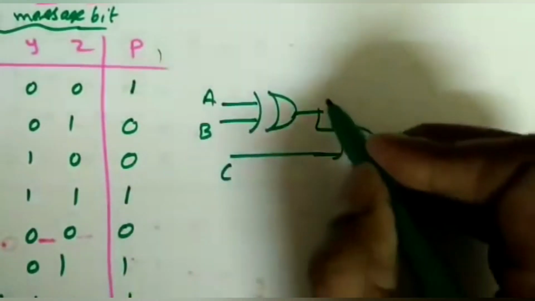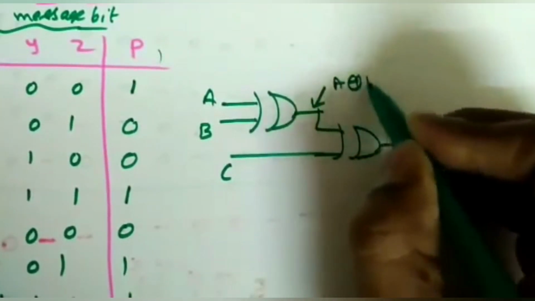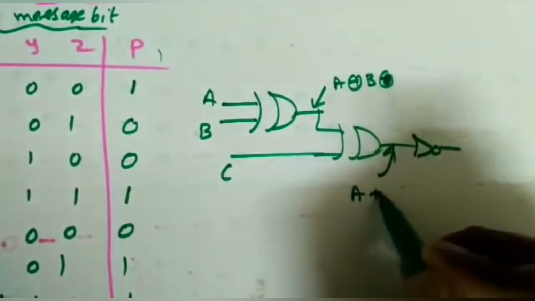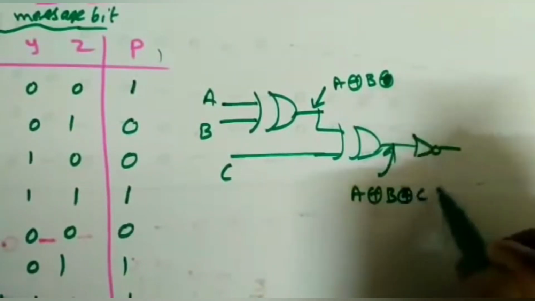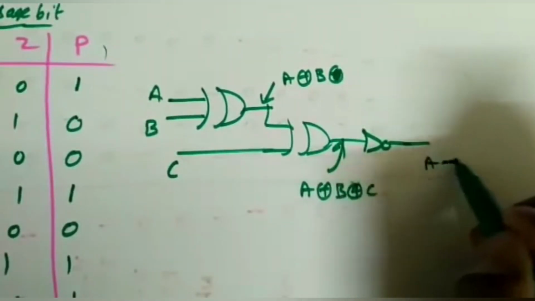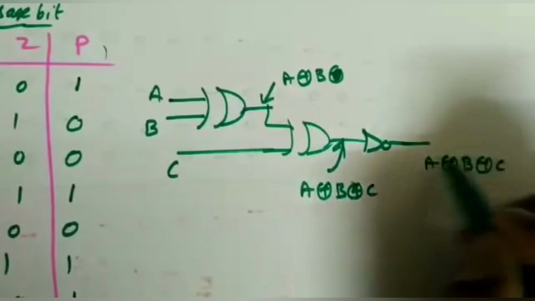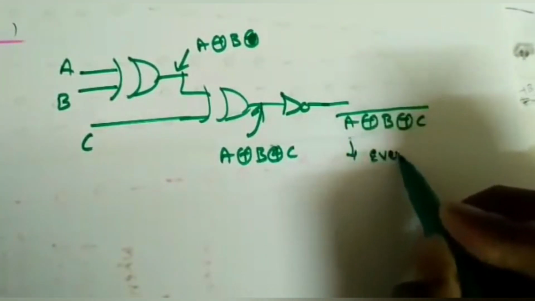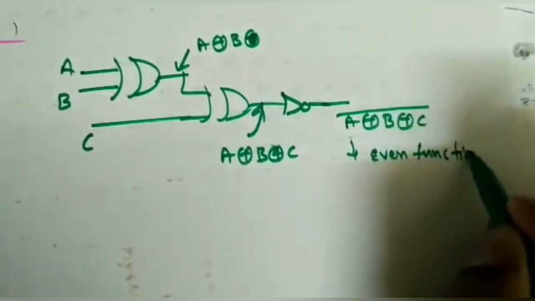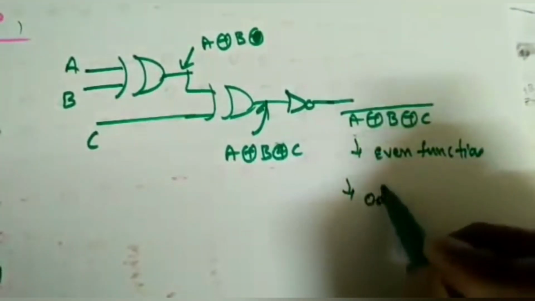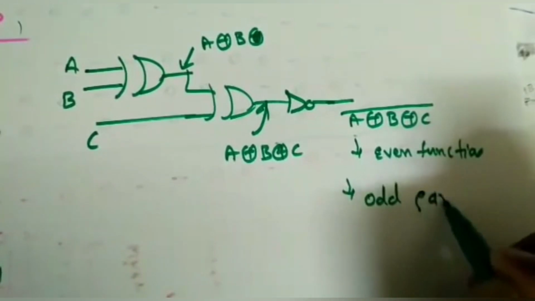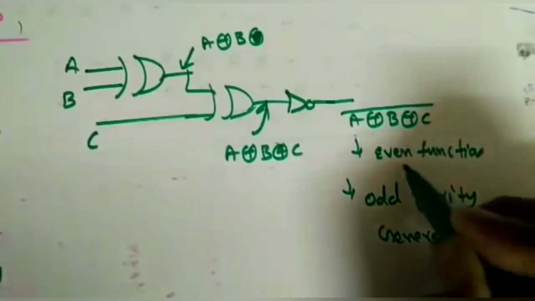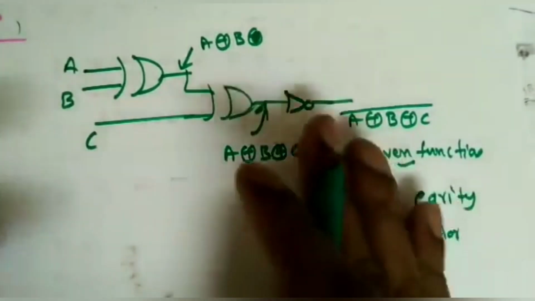This is C. Here we will get A exclusive OR B exclusive OR C. Here, what will I get? The complement of this one: A exclusive OR B exclusive OR C, complemented. So what is this function? I can say simply it is an even function. In this scenario, it is the odd parity generator. So don't confuse the even function with the odd parity generator. They are just opposite.